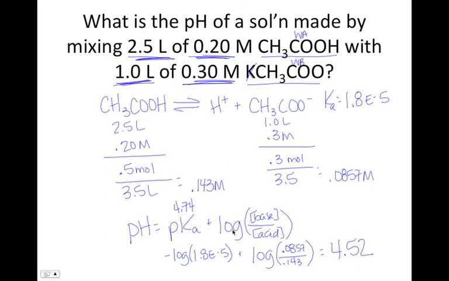Because whenever you're taking the log of a number greater than 1, you end up with a positive number. And when you take the log of a number less than 1, meaning the denominator is bigger, then you end up with a negative number. So in this case, do we have a higher concentration of acid or base? Well, the higher concentration belongs to the acid, so we should expect our final answer to be a little bit less than our pKa, and 4.52 is less than 4.74.